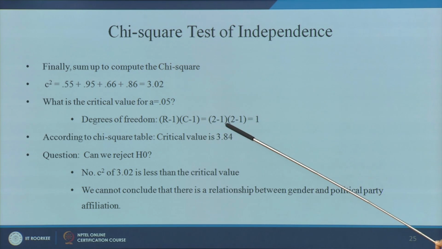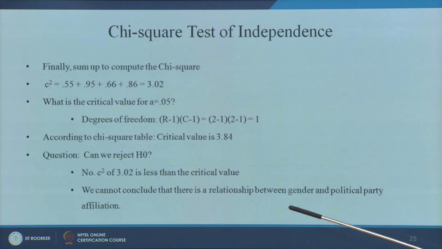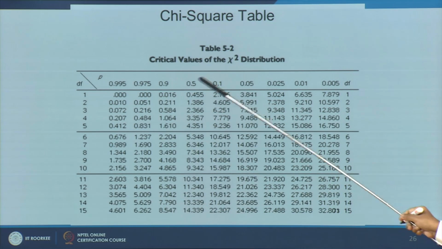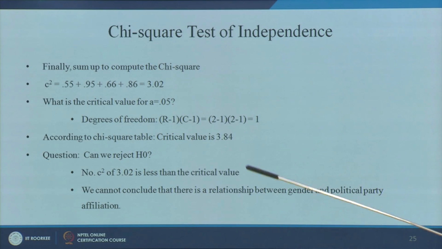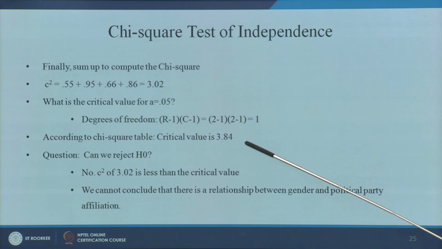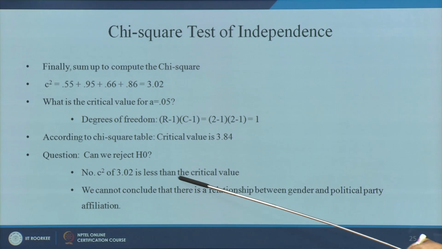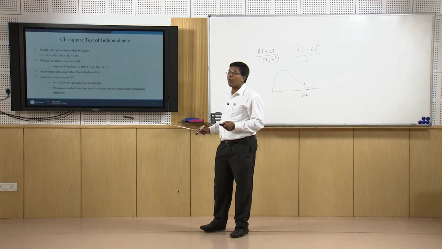So, that means 2 minus 1 into 2 minus 1 is equal to 1, right. So, the critical value, let us go at a 5% level. If you look at this table and go to 0.05, 5% is what you wanted, right. So, when the p value is 0.05 and your degree of freedom is only 1, you have 3.841, correct. Now you can compare against this and find out whether you have to accept or reject. Our value was less, 3.02. So, that means we cannot conclude at this moment that there is a relationship between gender and political party affiliation.